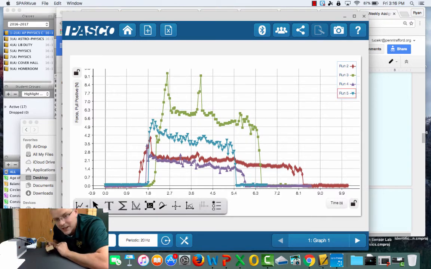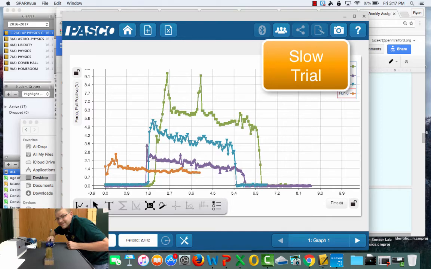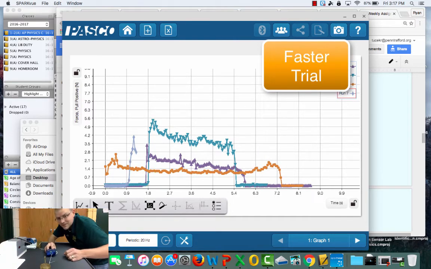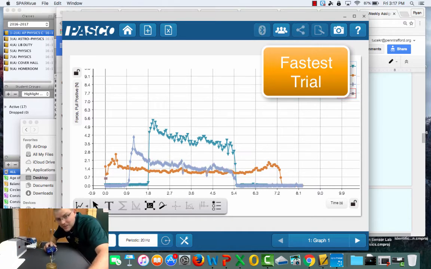The last one to try is steady speed. So I'm going to pull this at a very slow steady speed, and I'll pull it at a very fast steady speed, and we'll see if speed is a factor in your force of friction. Slow trial. Fast trial.